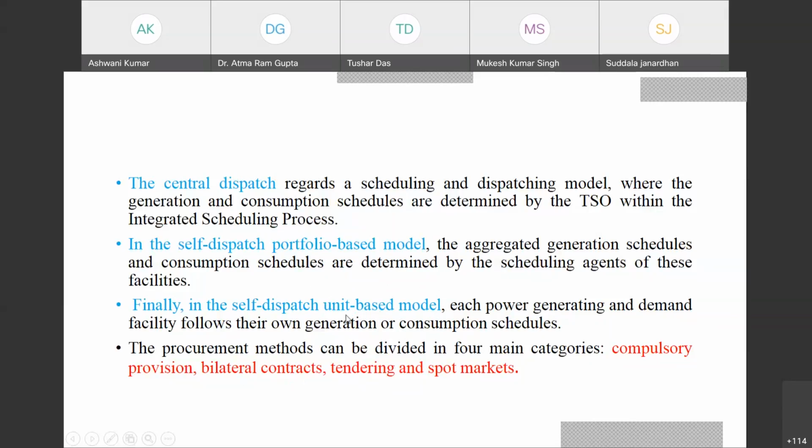But in many countries, we don't have the TSO kind of competitive structure. So each generator is taking care of the demand responsibility, meaning the electricity boards are responsible for meeting the generation load demands. And the procurement methods are categorized into four main categories. It is compulsory provision. It can be bilateral contract. It can be through tendering mechanism, or it can be in a spot market. So the procurement process can happen in a compulsory provision manner, bilateral contract manner, tendering manner, and spot market. So these are the four kinds of processes which exist in a market for ancillary services procurement.